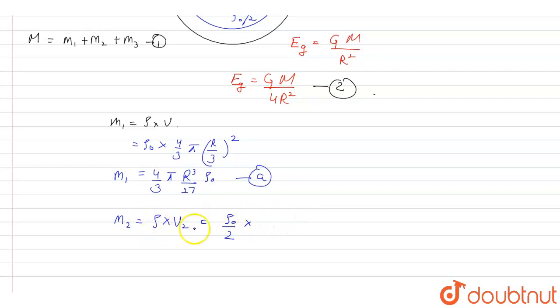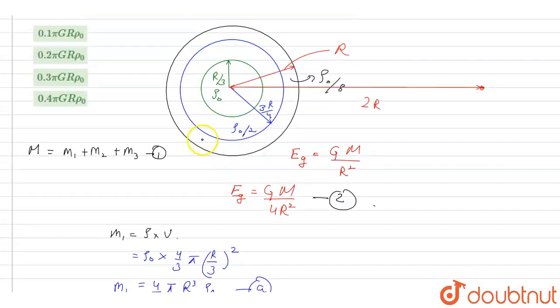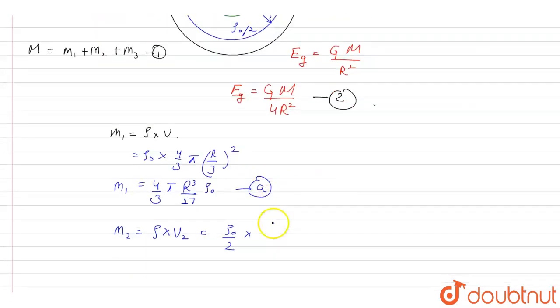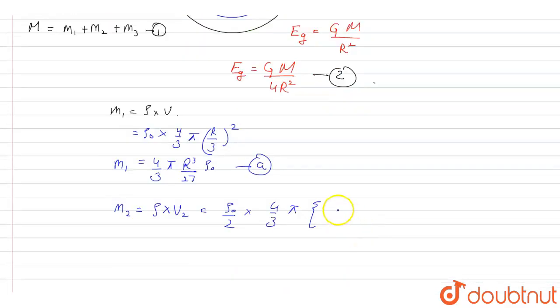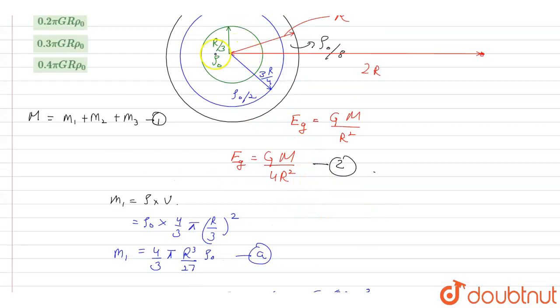Now to calculate V2, all we have to do is subtract the total volume of this blue sphere by the total volume of this green sphere. By doing so, we will have the exact volume of the sphere with the density ρ₀/2, right? So what we will have here is 4/3 π (3r/4)³ minus (r/3)³.